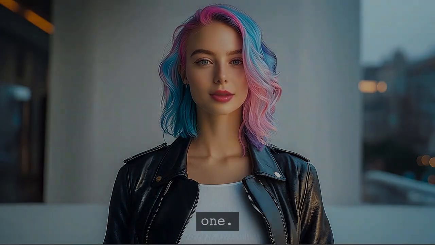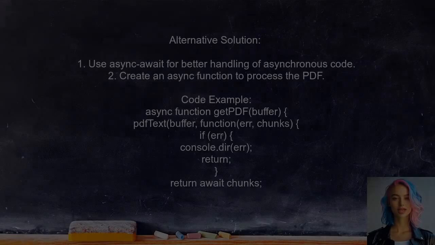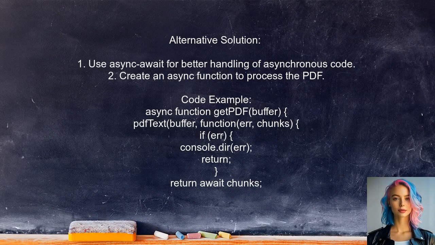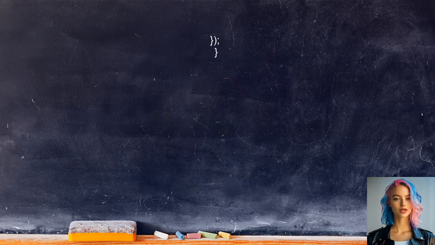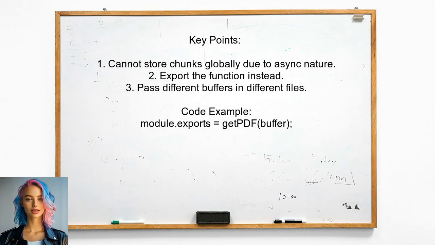Let's take a look at another one. This user suggests using the async await feature available in Node.js version 8 and above. They recommend refactoring your code to create an asynchronous function that handles the PDF processing. However, the user notes that you cannot store the chunks as a global variable directly. Instead, they recommend exporting the function and passing different buffers in separate files.